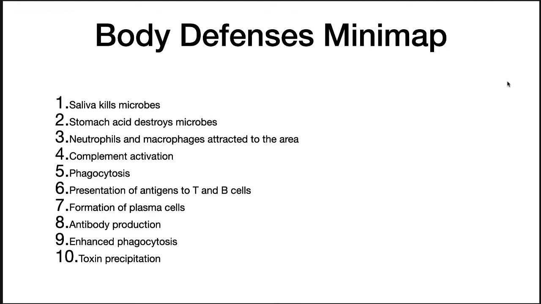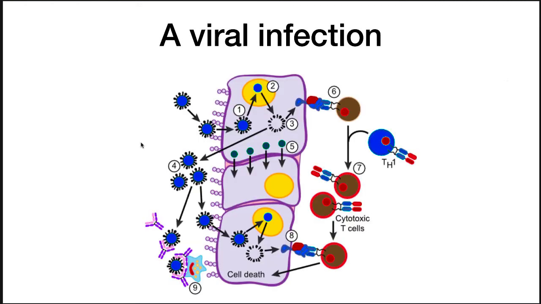So here's the answer to the body defenses mini-map. Some of these may be slightly out of order in your sequence, and that's probably okay. For example, complement activation and phagocytosis might be switched, but you should generally have this sequence. Now read the next section of 16.5 that describes a viral infection. Note a very similar response would happen to COVID-19.